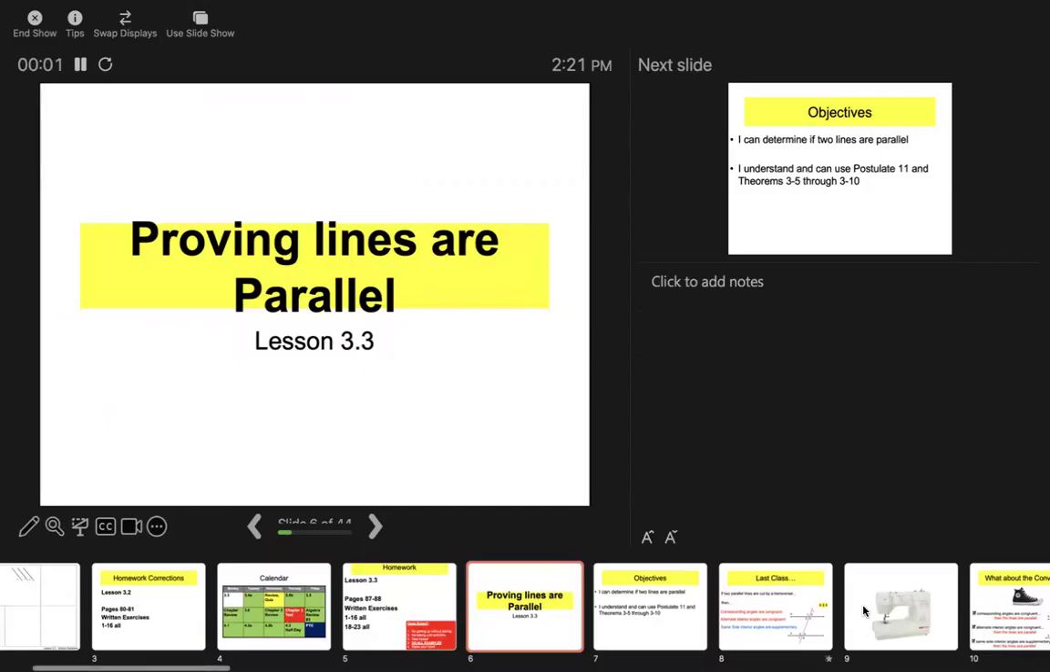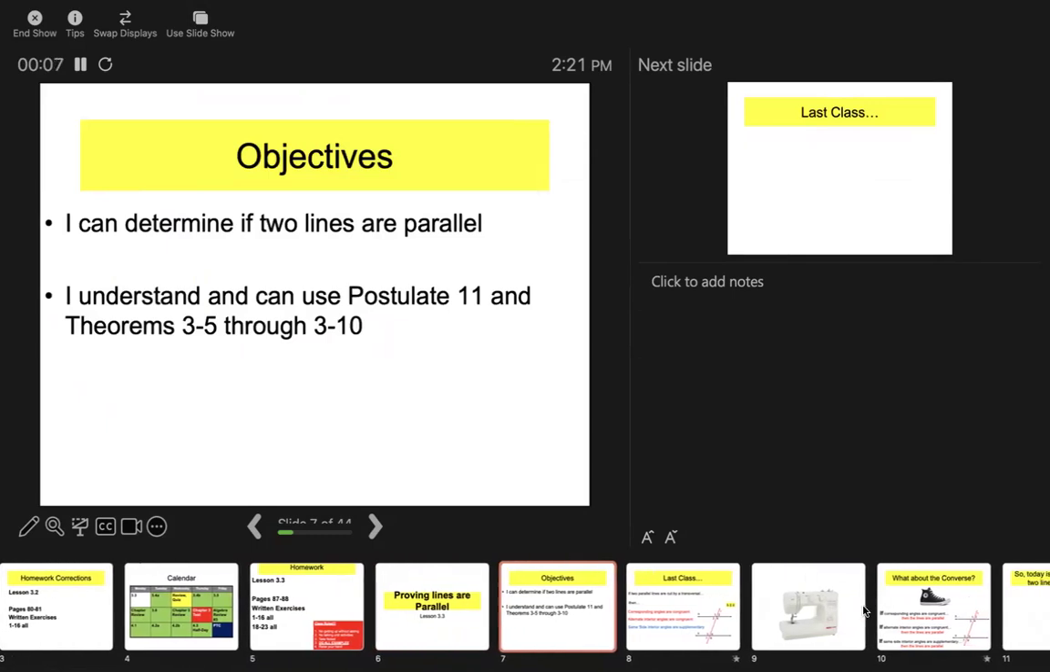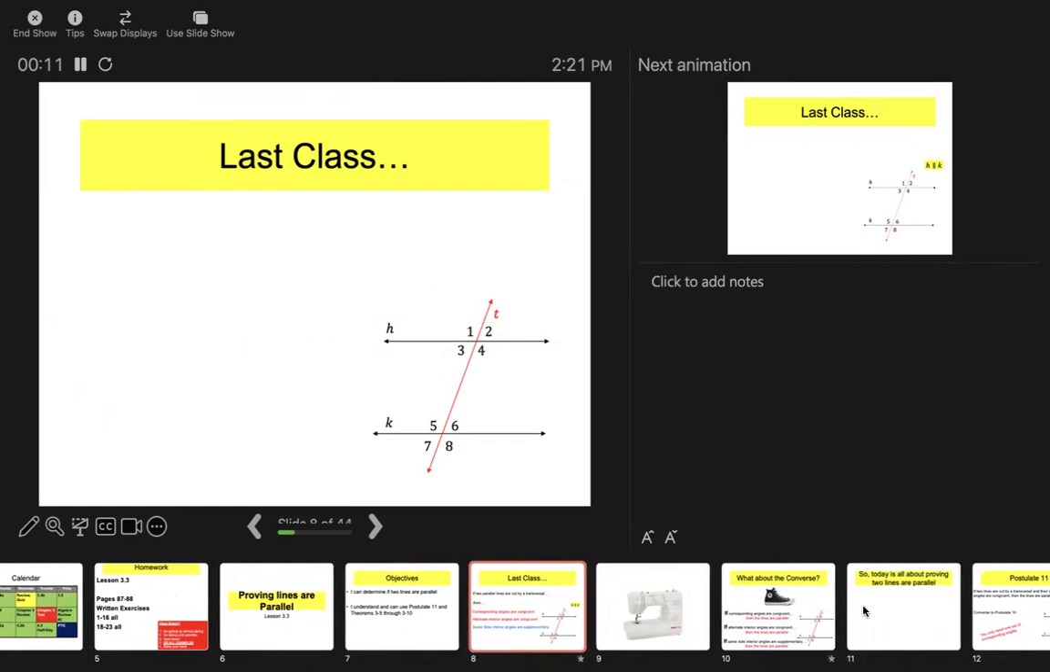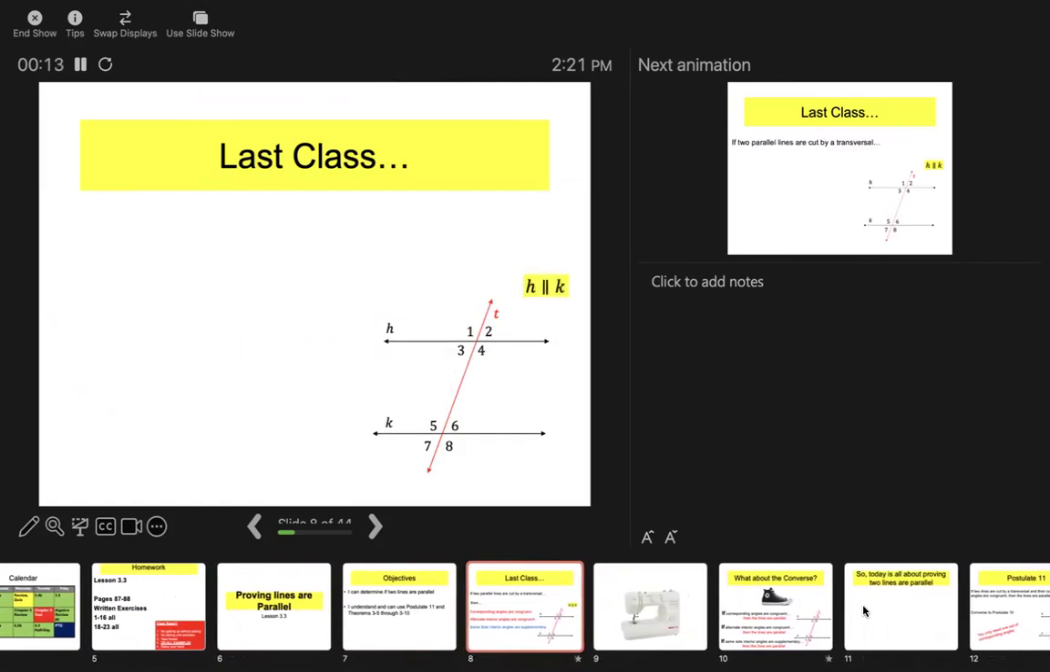Okay, here we go. This will be lesson number 3 of the chapter. So our last class, remember we talked about this construction. We made H and K parallel, and we talked about the consequences of those two lines being parallel, cut by transversal T, and the formation of those 8 angles.